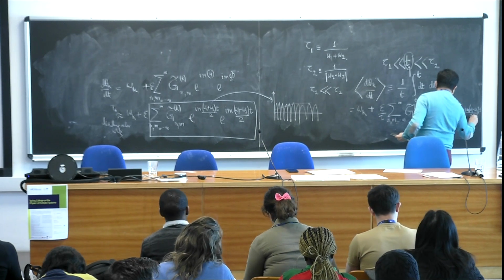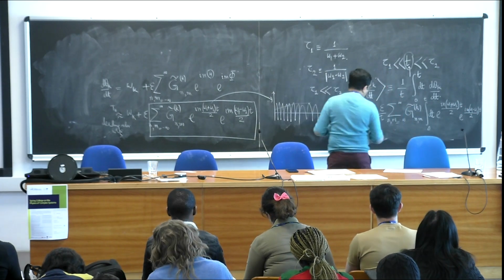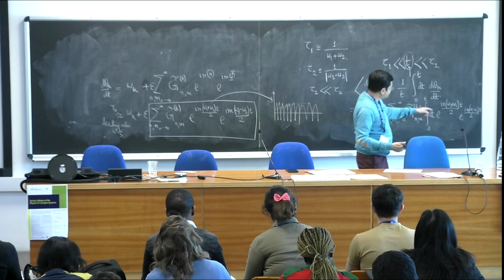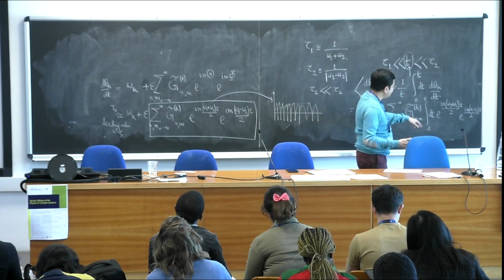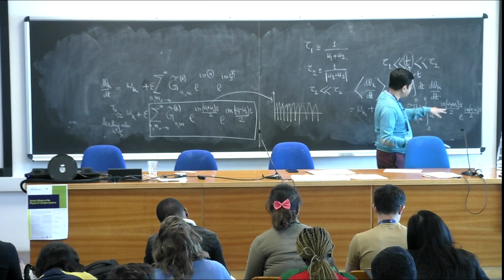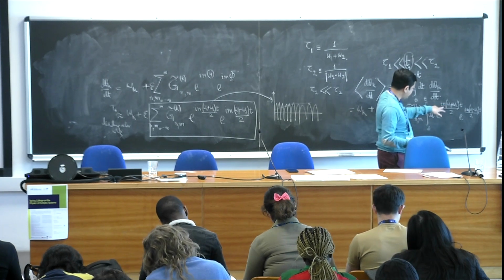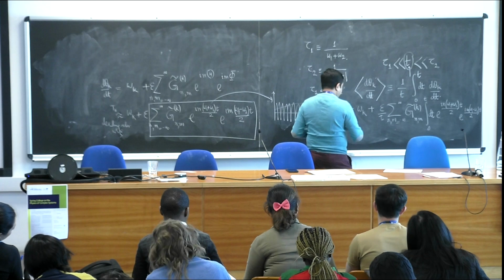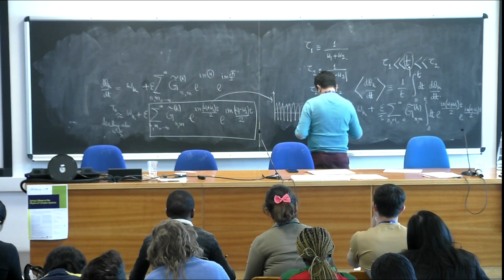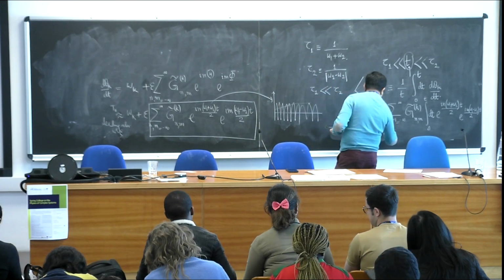This is of course exact, but then what I said is that over this time scale, this number will change its sign a lot of times. So therefore, the only term that will not change its sign is the one that corresponds to n equal to 0.